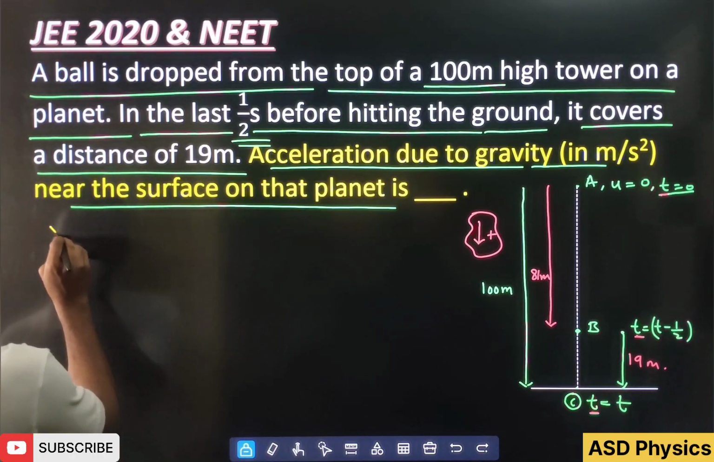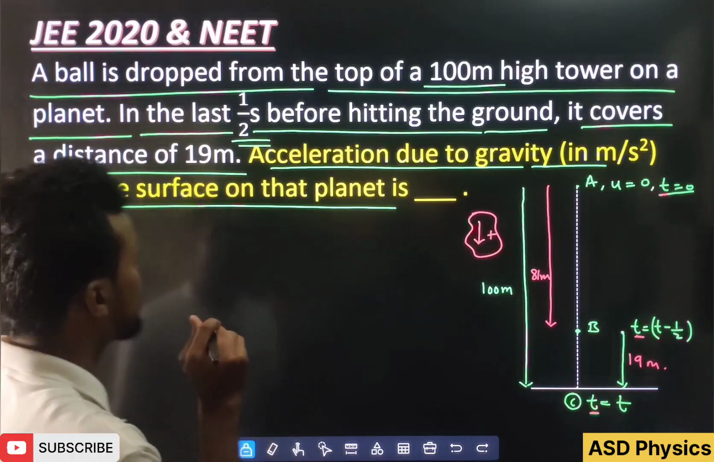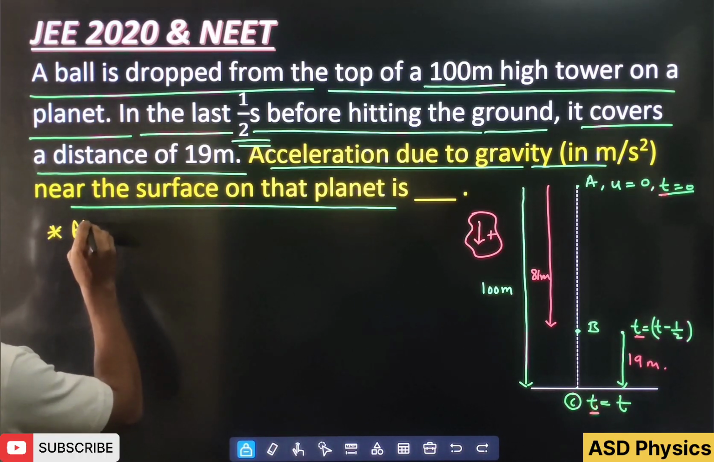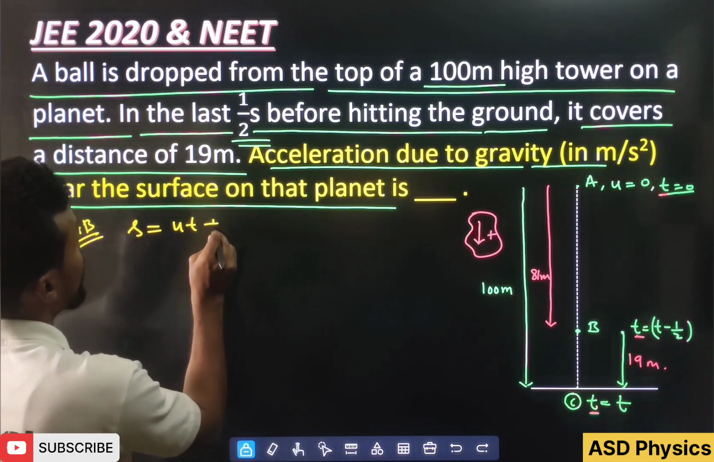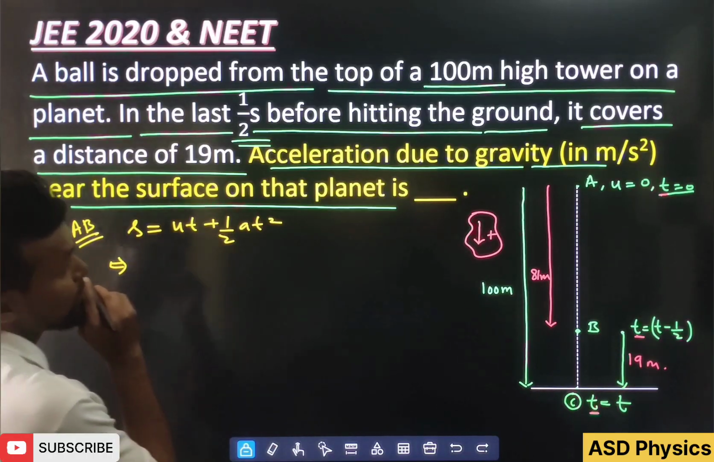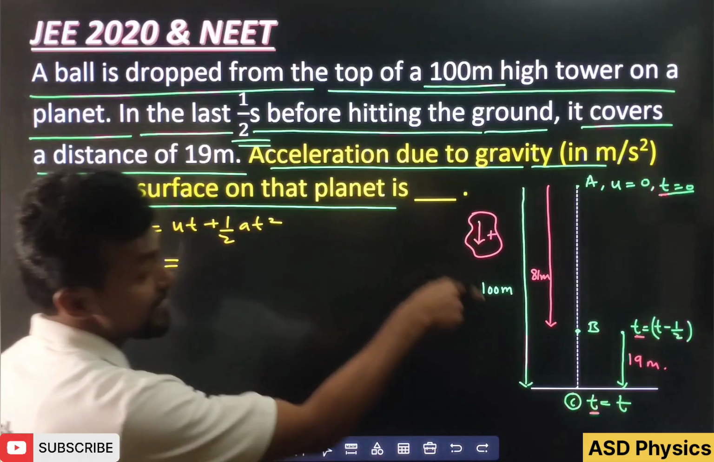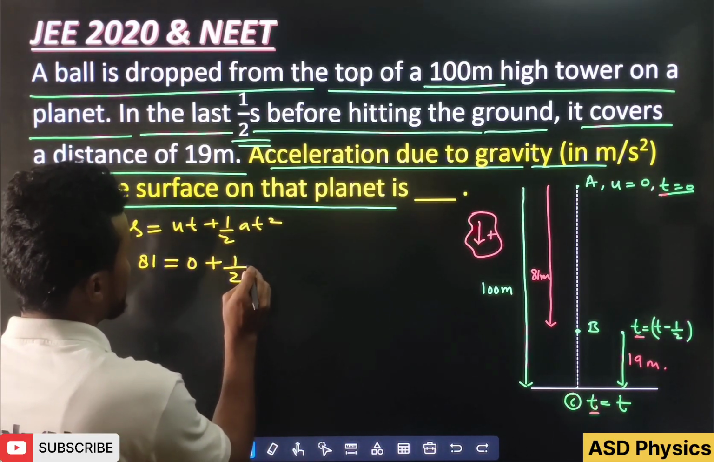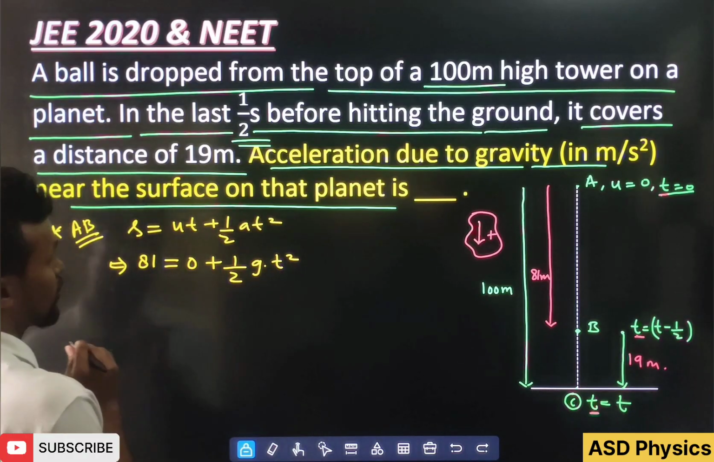Okay, so first what I am going to do here, I am going to use the equation from A to, let's take here B. So A to B, I will use this equation, S equal to ut plus half at square. Then what will happen here, students? Think, S will become how much here? 81. No, A to B 81, is it? And anyhow u is 0, plus half, let's take half G, and here t square. This one we have got, one equation.